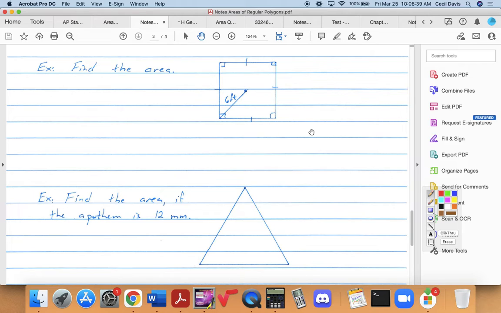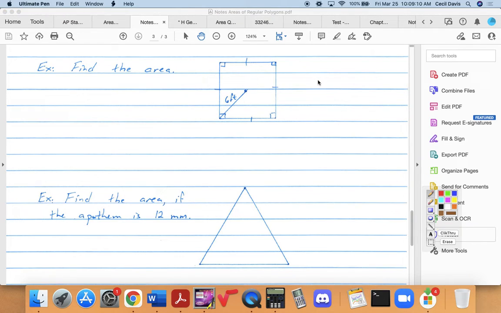So this next problem, there's actually multiple ways to do the problem. What kind of a figure is that? It's a square. Is it a regular polygon? Yeah. Is it also a parallelogram? So we could use base times height, or we could use 1/2 apothem times perimeter. I'm going to do both just so you can see how they work.